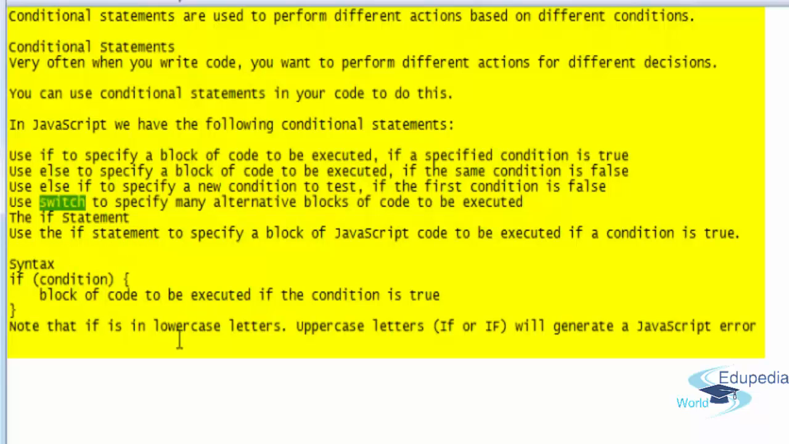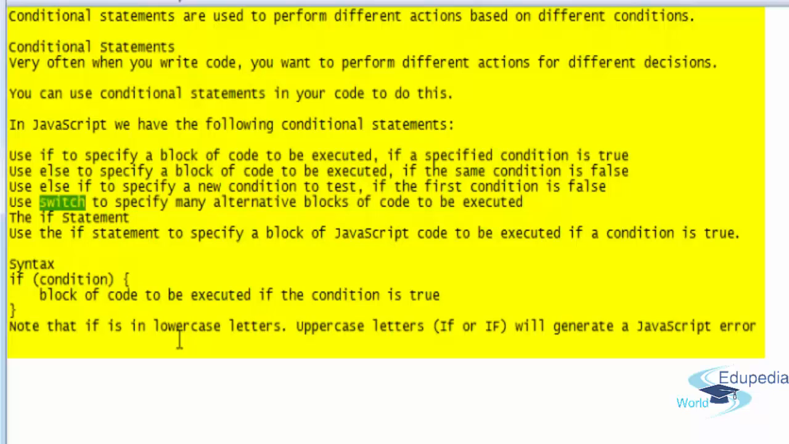A is equal to B, A is not equal to B, A is greater than B, A is less than B, A is greater than or equal to B, A is less than or equal to B, and A is not or. And all of these expressions, if you have multiple statements and you want to compare with them, you use switch.